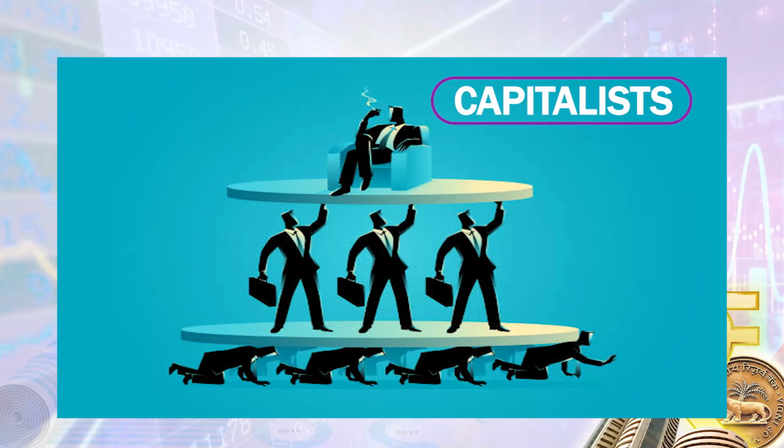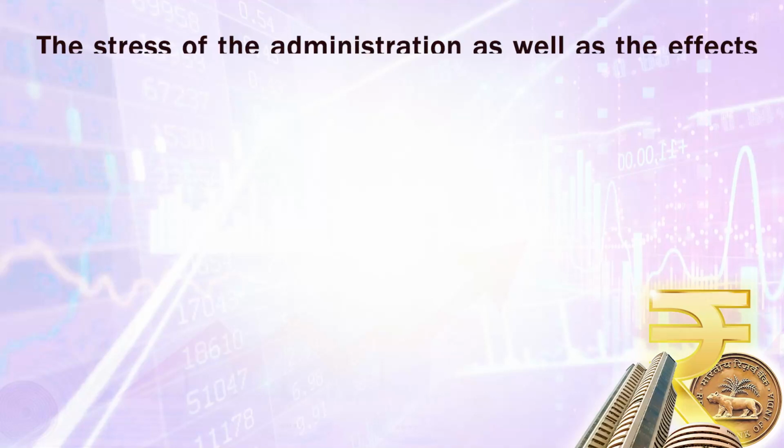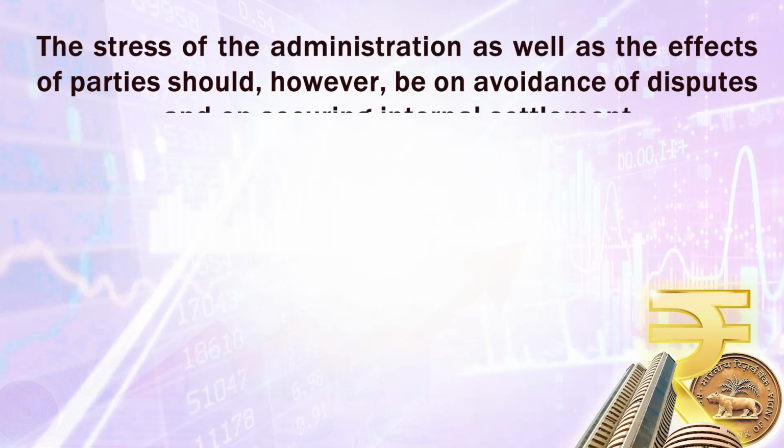Now, if we consider the industrial activities, we have to consider the strong relationship between the employees and the employers also. Capitalists are the employers of the industrial unit and workers are the employees of the industrial unit. It was realized by the first 5-year planning commission in 1951 that strikes and gheraos are the right of the workers, and they said that the stress of the administration as well as the effects of parties should however be on avoidance to settle the internal peace and tranquility.